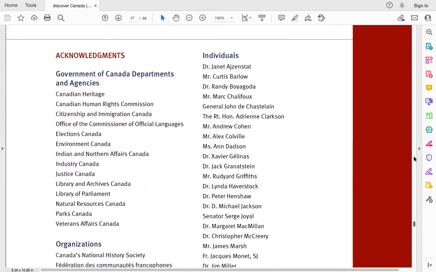Acknowledgements. The following Government of Canada departments and agencies were involved in the development of Discover Canada: Canadian Heritage, Canadian Human Rights Commission, Citizenship and Immigration Canada, Office of the Commissioner of Official Languages, Elections Canada, Environment Canada, Indian and Northern Affairs Canada, Industry Canada, Justice Canada, Library and Archives Canada, Library of Parliament, Natural Resources Canada, Parks Canada, Veterans Affairs Canada.